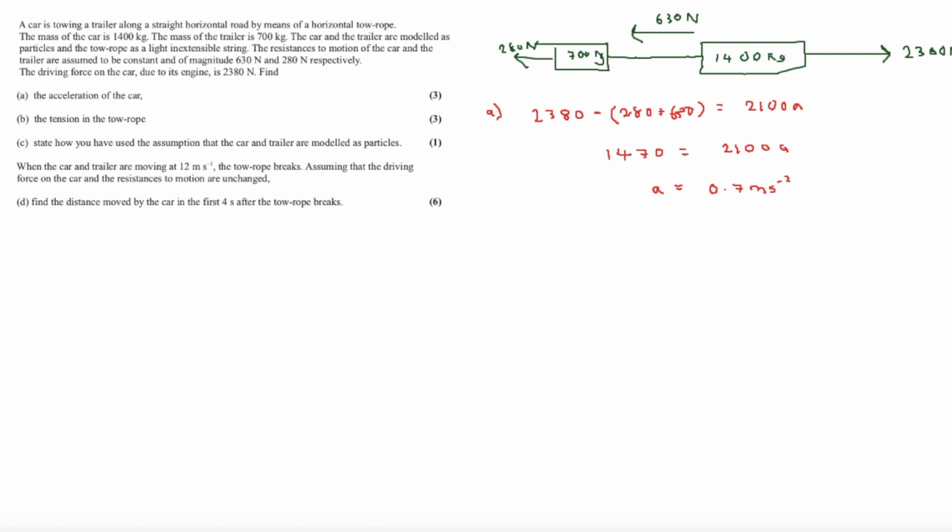So then in B, it asks us to find the tension in the tow rope. And we had a question like this last time, and we know that the tension is this here. That's tension there. So therefore, we're going to treat just the trailer on its own, and we're not going to bother about any of this. So that means that we're going to have T minus 280 as its resistance force is equal to ma. So the mass in this is just 700, and a is equal to 0.7 as we've just worked out. So therefore T is going to equal 770 newtons.